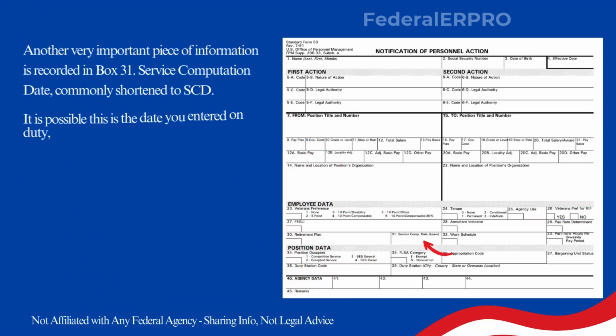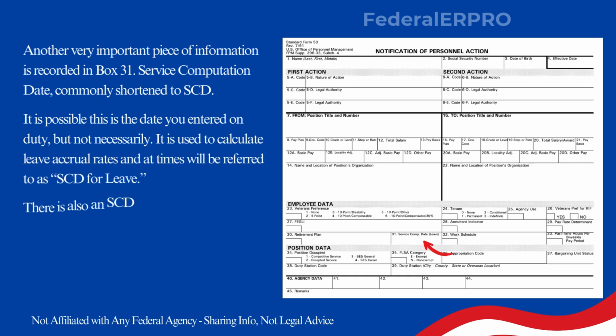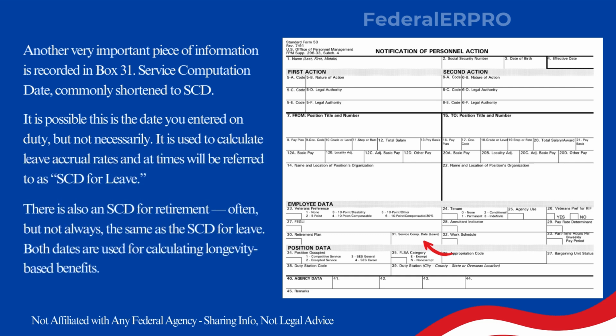Box 31 is your service computation date, often called your SCD, or SCD for leave. It affects how much annual leave you earn. There are different SCDs for leave and for retirement. They may be the same, but not always.